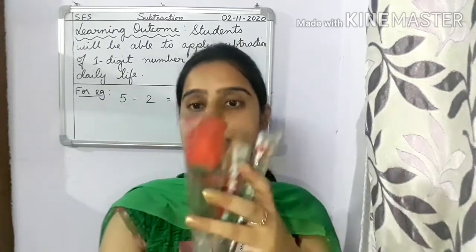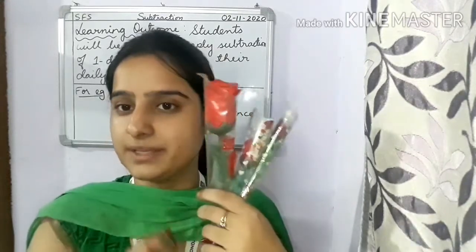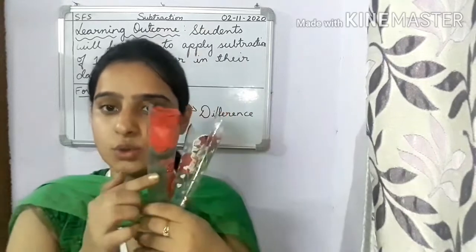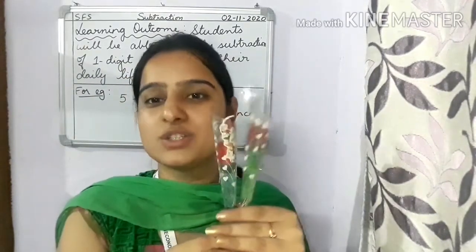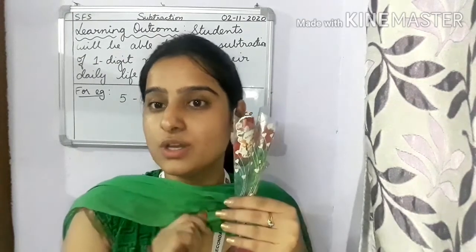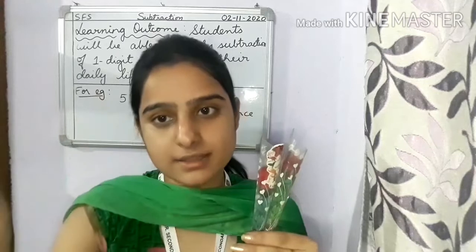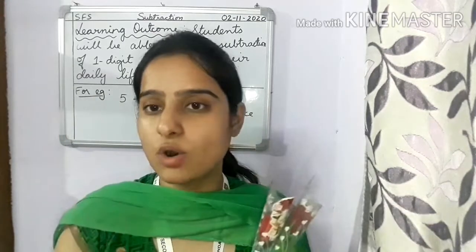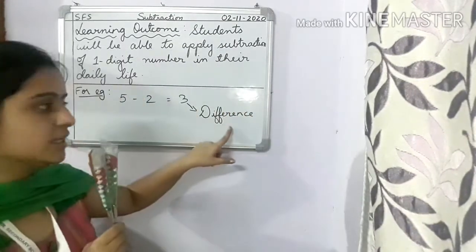Now let's take a few examples. Suppose I have these 3 flowers. How many are there? Let's count. 1, 2, 3. Total, how many flowers are here? 3. Now, if I give 1 to you, how many remain with me? 2, right? 1, 2. So what I did, children, they were total 3, then I removed 1. When we remove anything from the total, what is it called? It is called subtraction. And the answer which we get is the difference.